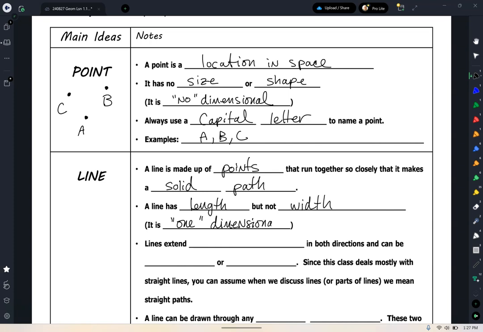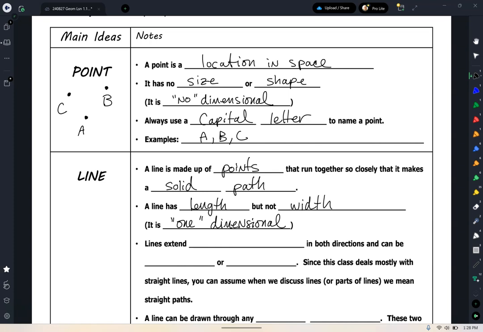Now you heard me start to use some of this language when we were doing our area and perimeter, right? Perimeter is a one-dimensional measurement, whereas area is a two-dimensional measurement. We'll talk about that in a second, right? Points are no-dimensional. Lines are one-dimensional because we are only measuring their length, not their width, all right?